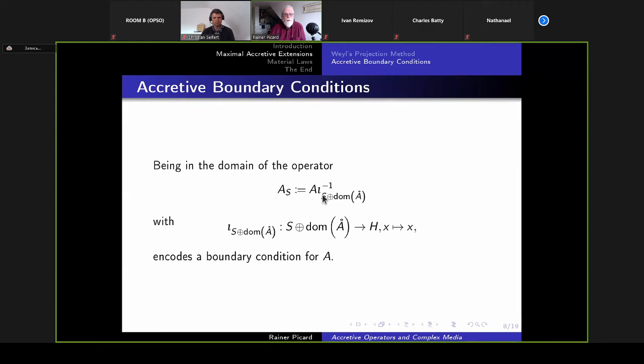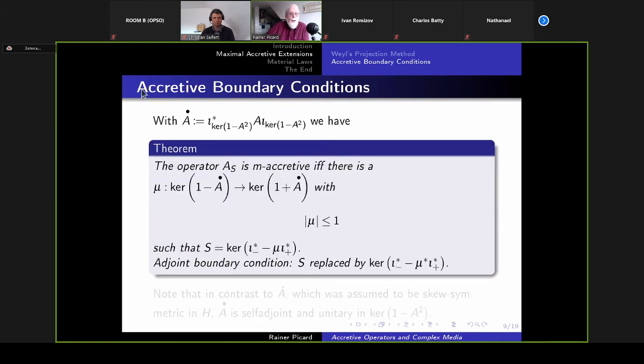So let me just be a little bit more detailed about this. You see, that's why I introduced these embeddings. So if I take the embedding of this new domain into H, and I compose the A with the inverse of this embedding, then I'm getting a new operator A_S, which has this domain and maps from H to H. Nothing happened there. But being in the domain of this operator then is what we would call a boundary condition.